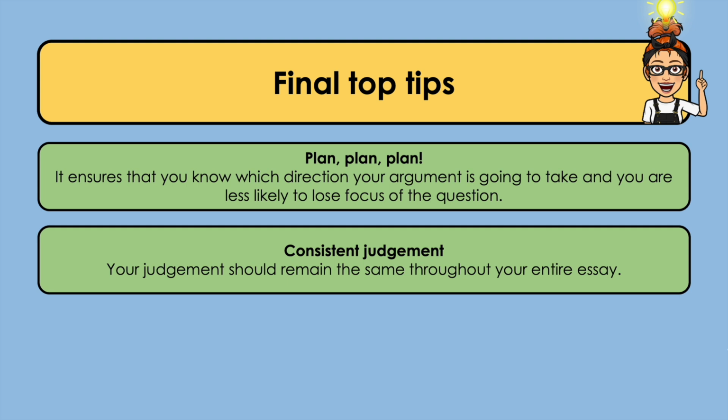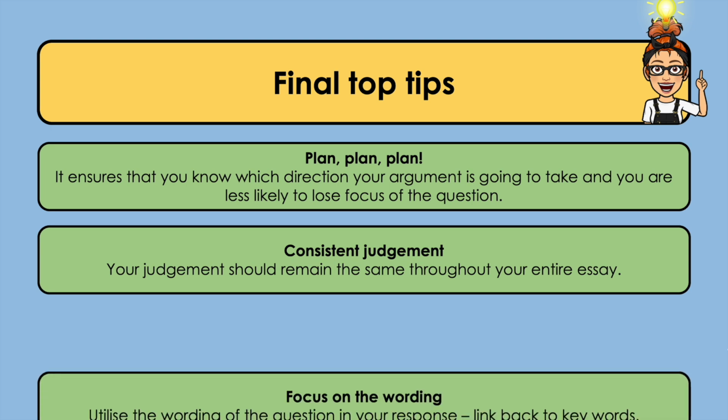You need to keep a consistent judgment. Your judgment needs to be the same throughout your entire essay. If you're coming down on the side of saying, for this particular one, that yes, democratic government was the main reason for political stability, that should not be different in your conclusion.